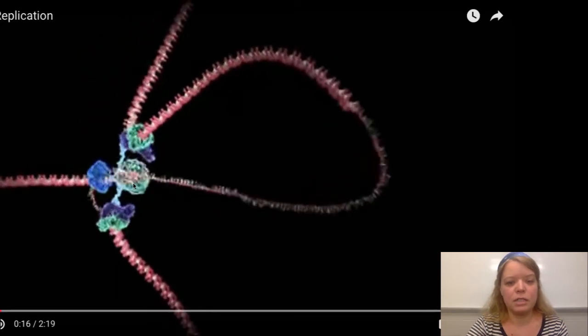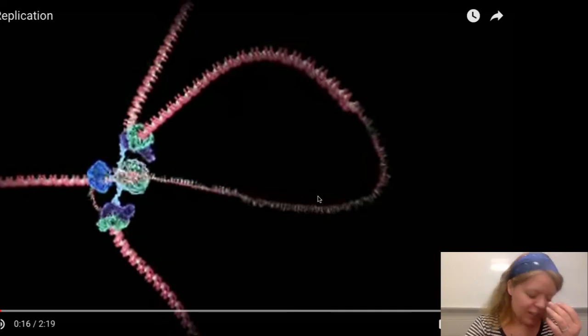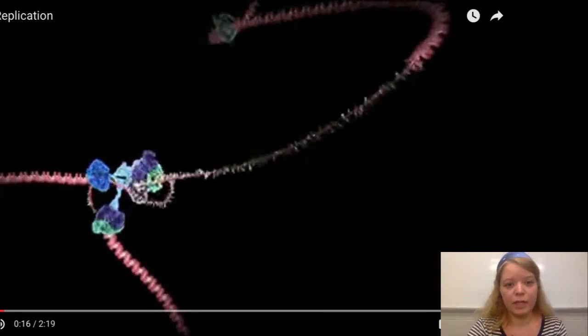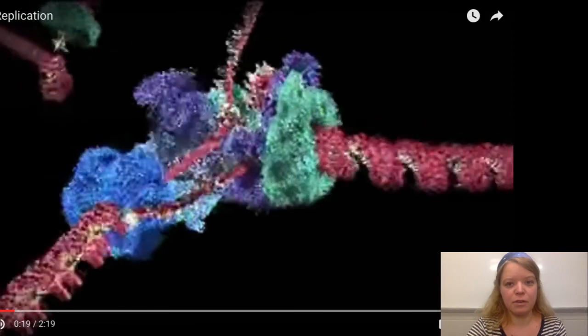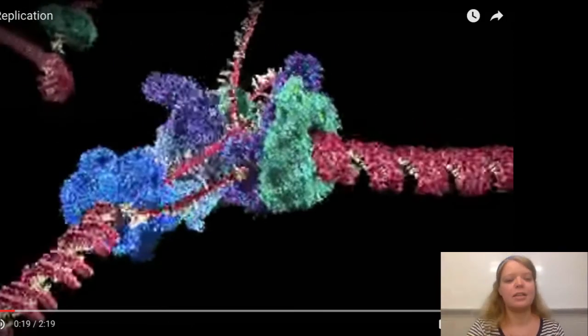There we go. Did you guys see how this polymerase has now attached itself to the single-stranded DNA? And they have removed the DNA binding proteins from here, just so you can see the structures better. There we go. There it goes. It's going to begin to synthesize now. There we go. Did you guys see how it's synthesized? All right.